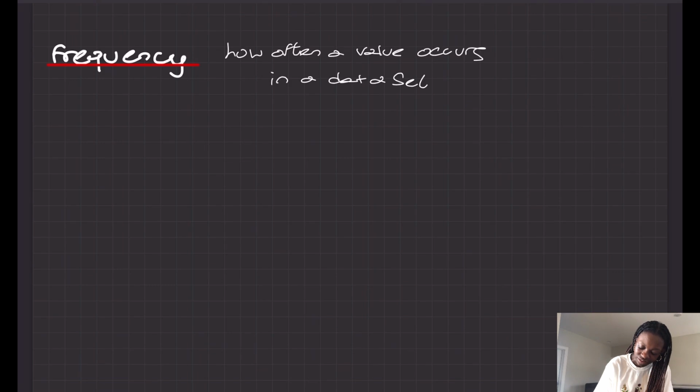So frequency is just a word that describes how often a value occurs in a data set. Basically, when you have a data set that's given to you in a stats question or something like that, and then they ask you to measure the frequencies of each value, they're trying to find out how often a value occurs in a data set. So it's like finding the mode, basically.